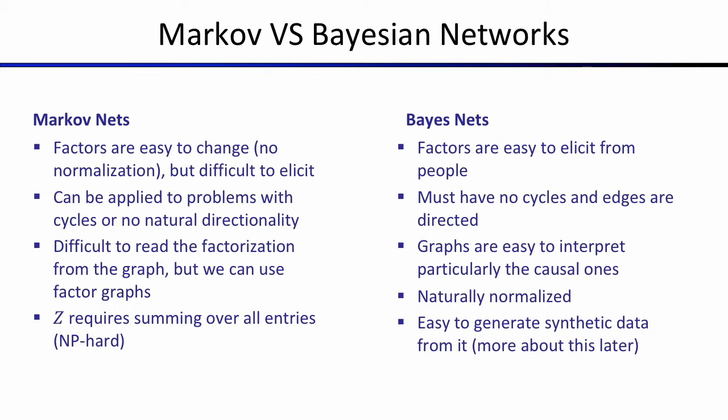The graphs tend to be easy to interpret, particularly if we have the causal interpretation of the graphs. And they are naturally normalized, so we don't need to compute the partition function. And finally, we can use a sampling procedure to generate synthetic data from the Bayesian network. We're going to discuss more about this later on, but this is one characteristic of the models that we call generative models. The Bayesian network is one example of a generative model, and generative models have this name because we can easily use them to generate synthetic data.